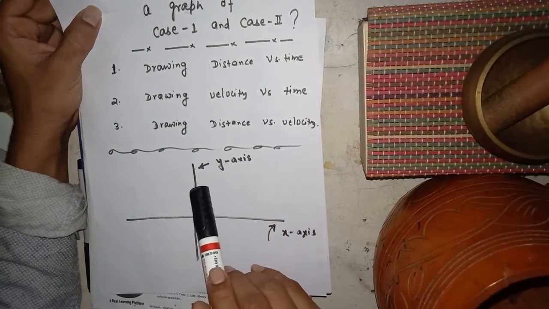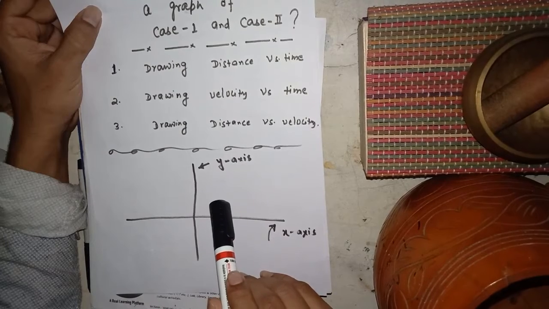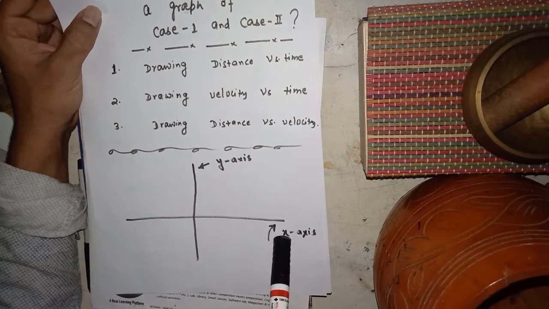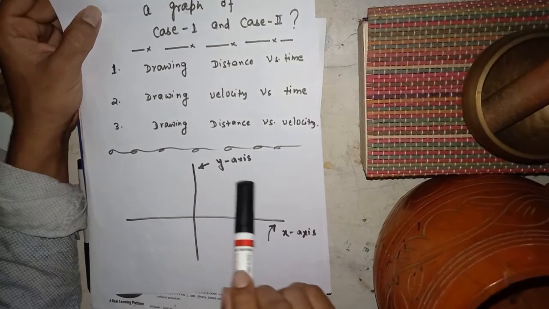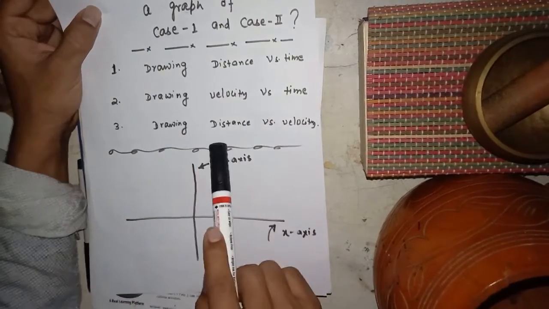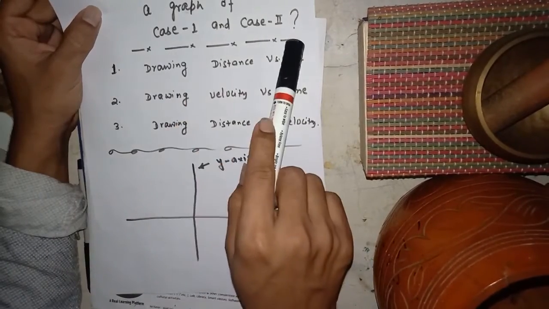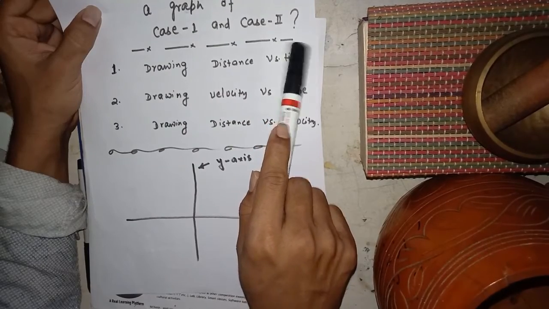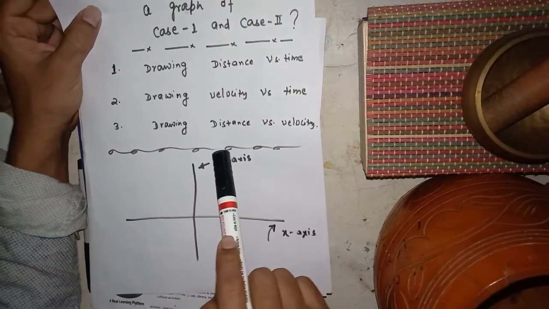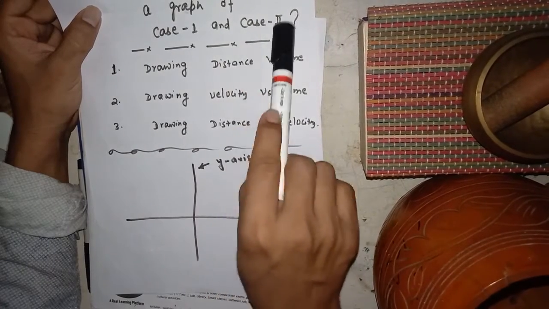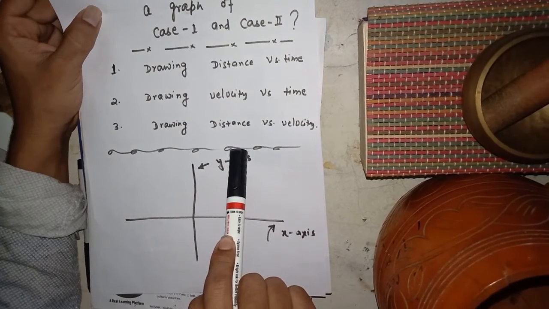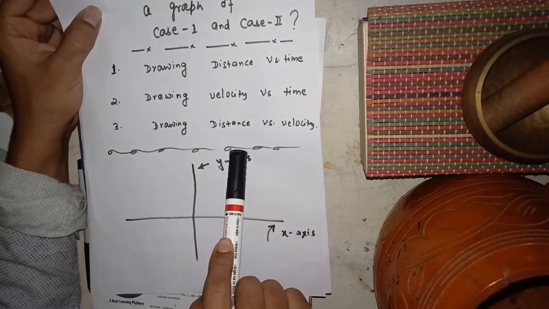So if you get at least 4 or 5 points, then you can join them by rough hand, smooth hand, and we get the graph of distance versus time, or velocity versus time, or distance versus velocity in these two cases. So there must be 6 graphs, because for case 1 there are 3 graphs, and for case 2 there must be 3 graphs. You have to plot them. Have you got my point?